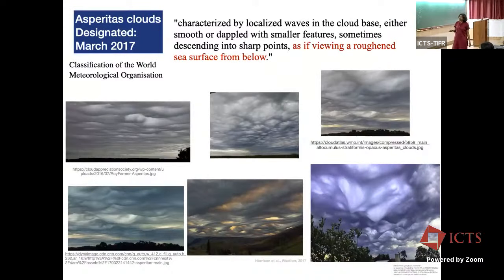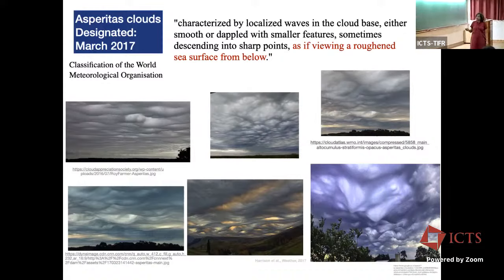This is the last thing I'll tell you. It's called asperitas. It is the newest cloud in the cloud atlas. It's only 6 years old. In March 2017, it was first classified as a new kind of cloud. Before that, the previous cloud that got classified was like 40 or 50 years before. Very rarely do they add a cloud to the types of cloud.